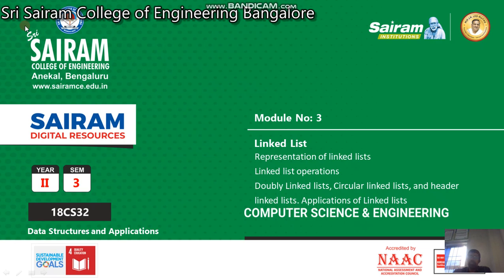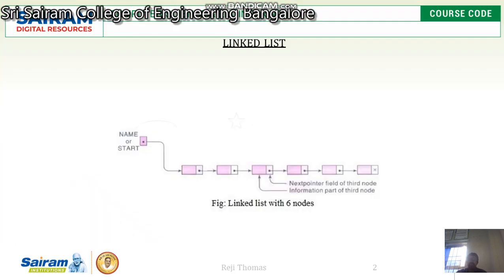In this video, we are going to discuss linked lists, and we are going to see the different ways by which we can represent a linked list, the operations we can do with it, and the different types of linked list. We have doubly linked list, circular linked list, and linked list with header nodes. And finally, we are going to see the applications for this. So let us see what a linked list is.